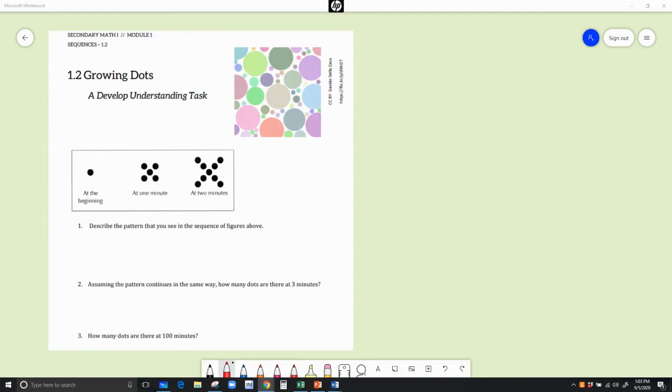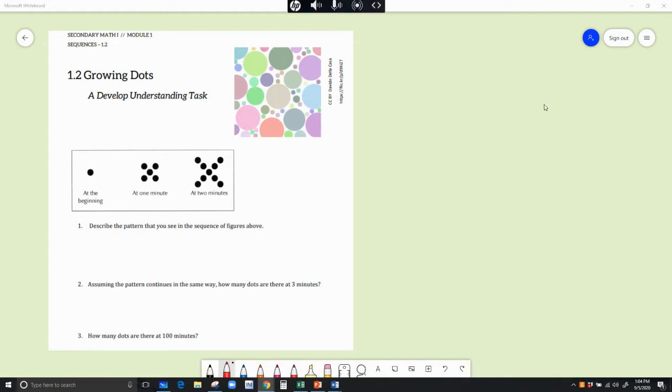First and foremost, notice that it says it's a develop understanding task. That means it's going to be difficult. You're going to learn some new things, and there will be patterns for you to try and figure out. If you don't figure it out, don't beat yourself up about it, because I'm going to show you a lot of cool stuff. But you're going to want to have your composition book out and be taking notes of all the different things I show you. So have that out whenever you do this task.